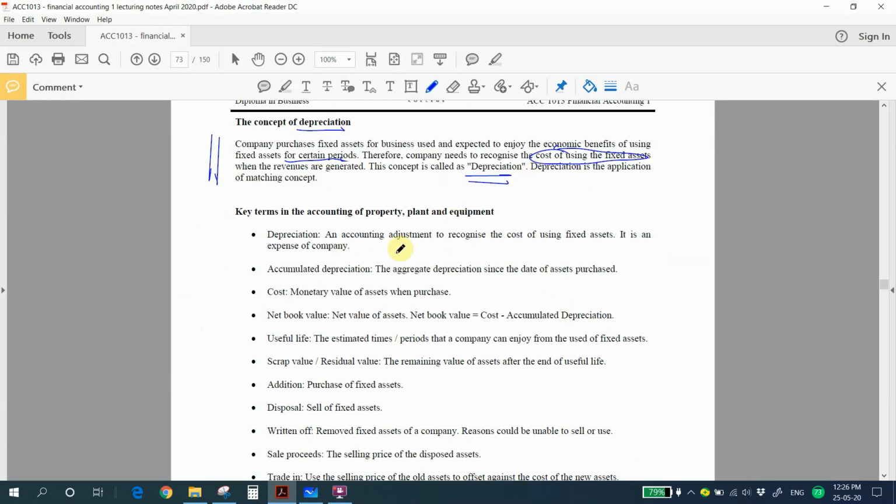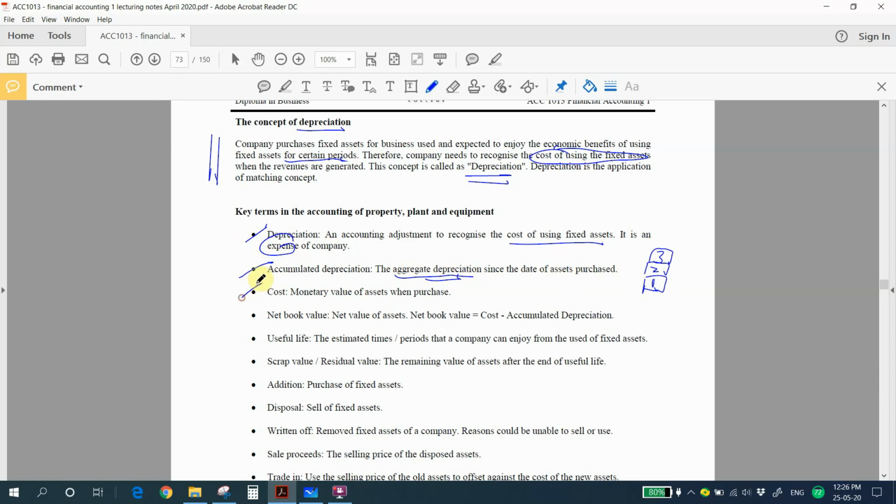Before we go into detail of the depreciation calculation, we have to understand some key terms when we're doing the accounting of property, plant and equipment. First one, depreciation. An accounting adjustment to recognize the cost of using the fixed asset, and this is an expense of the company. What is accumulated depreciation? The aggregate depreciation since the date of asset purchase. It means that year 1 you add to year 2, you add to year 3. So we call accumulate. It means that we add all the depreciation together.